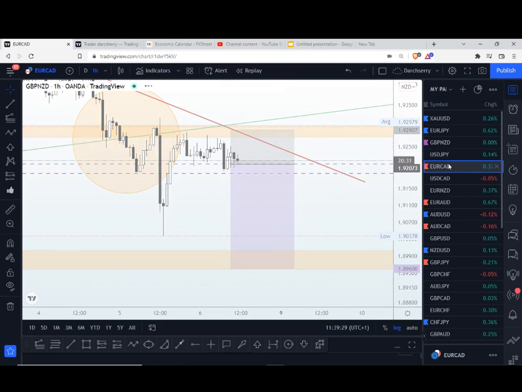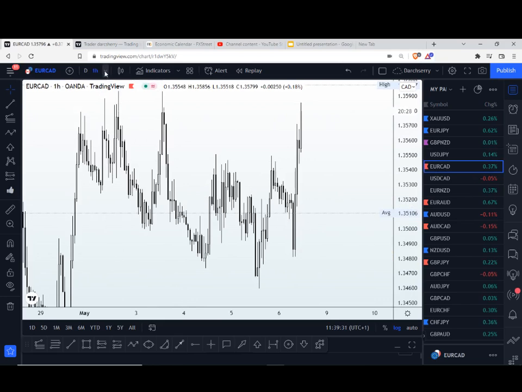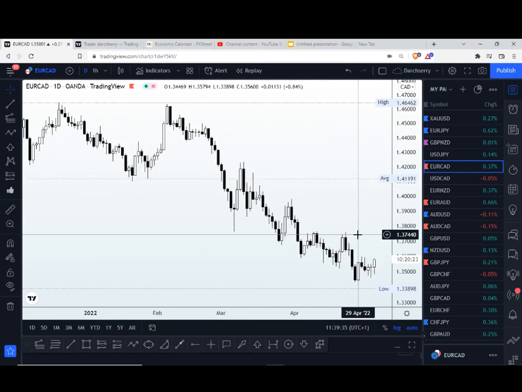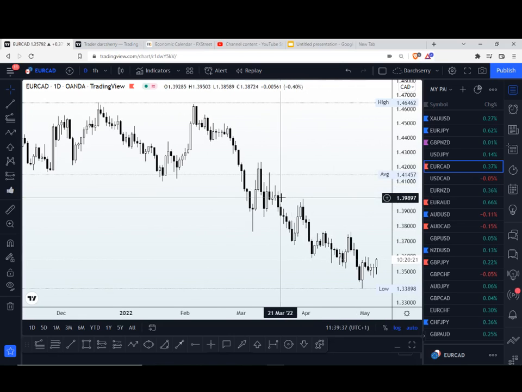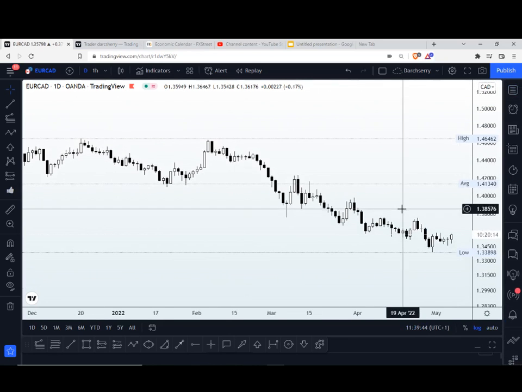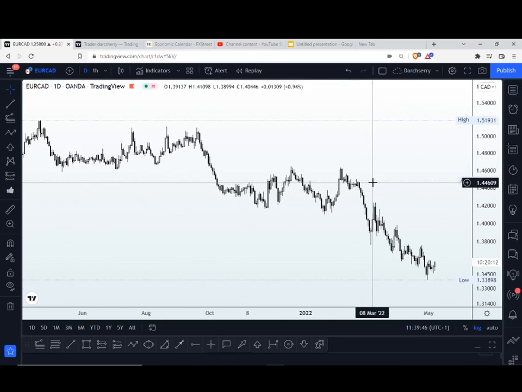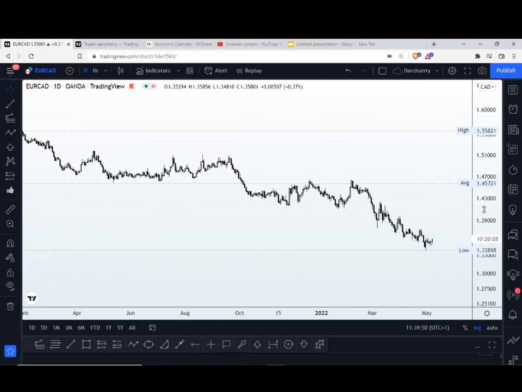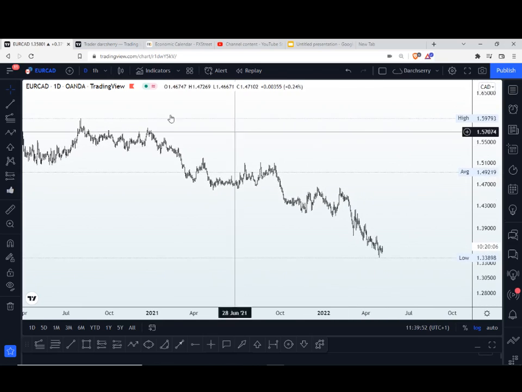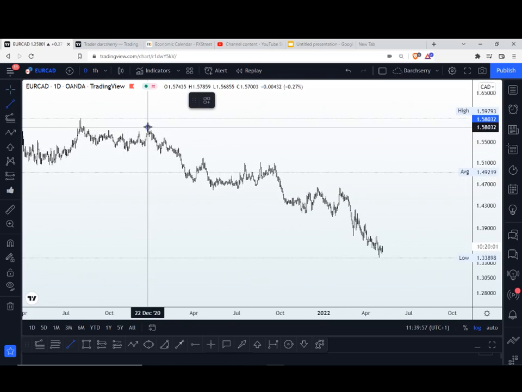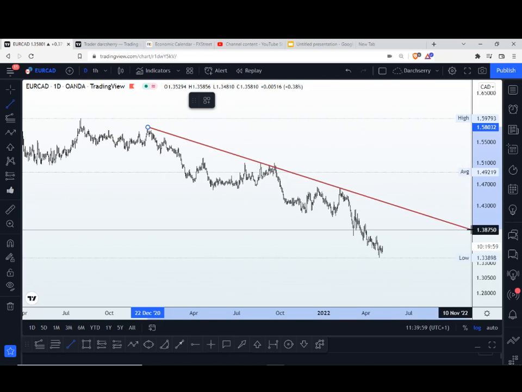So on the EURJPY, what do we have on EURJPY? If you go to the daily time frame, for now we want to be selling the EURJPY and we want to be looking for setups that will support that. And if we look left, we see what is happening since the later part of last year. We can see that we have structures that align with this.